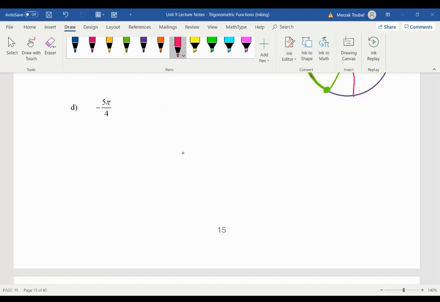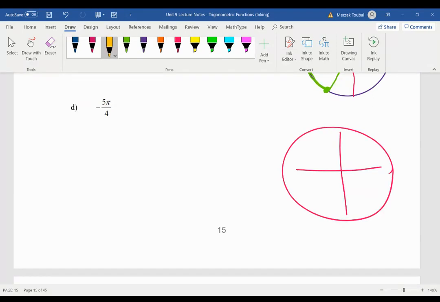Negative 5 pi over 4. So pi over 4 is 45 degrees. Negative means clockwise rotation. So we start from 0 and we go 45, which is halfway to 90. How many 45s do we have? We have 5. 5 times pi over 4 means 5 times 45. So 1, 2, 3, 4, 5. So our angle is this one.